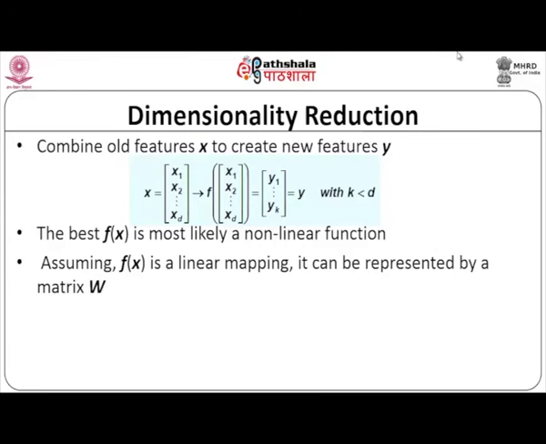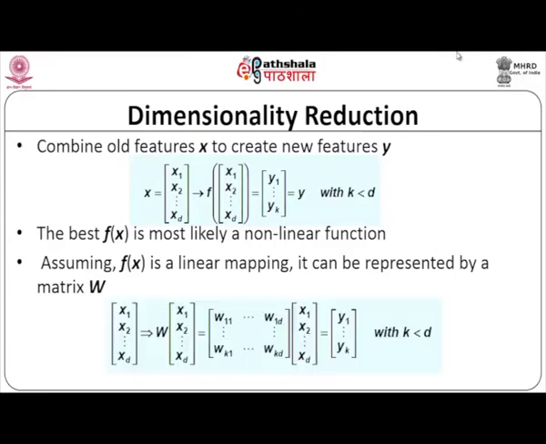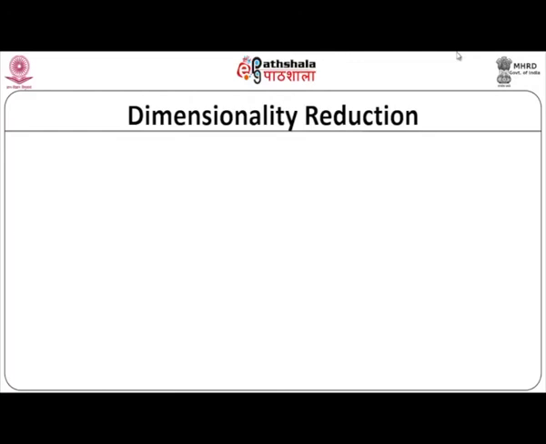Assuming f of x is a linear mapping, it can be represented by a matrix W. So, now you have x1 to xd, that is the original dimension, multiplied by W, which is a matrix. You have a k by d matrix, and you get y1 to yk, where k is less than d. So, you have to find out the weights that you have to put to get this.